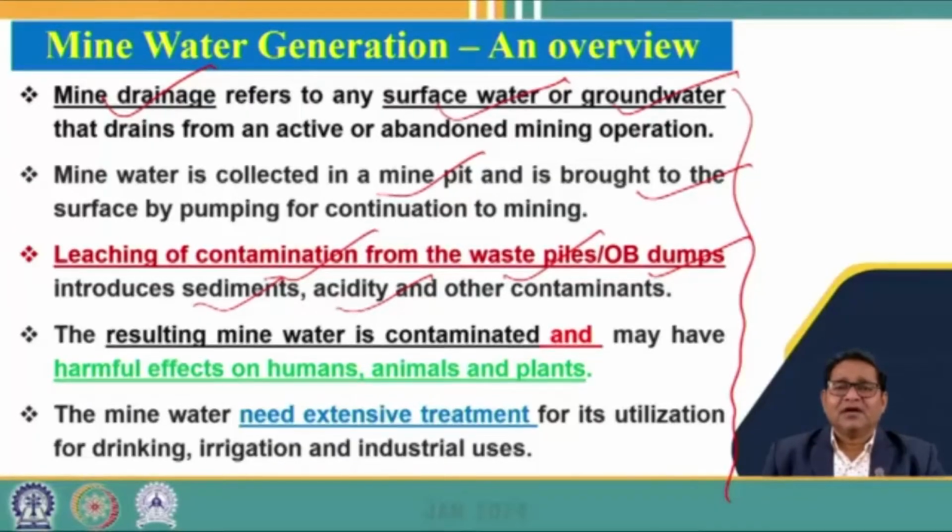and thus the resulting mine water gets contaminated and may have a lot of harmful impacts on the humans, animals and plants where it is disposed of. And that's why this mine water after its generation is collected and brought to the surface for further treatment, because it requires extensive treatment for its utilization for different purposes like drinking, irrigation and industrial uses.